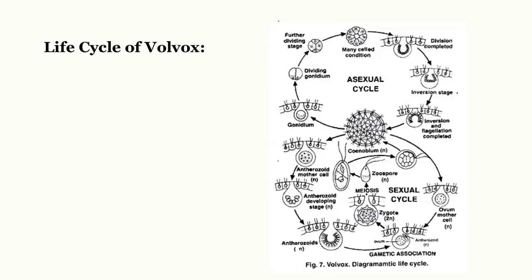Once favorable condition is back, the nucleus within the zygote will undergo meiotic division to give rise to four haploid cells. And gradually, it will break open the wall layers and come out, and each cell will function as a zoospore, which germinates to form a colony. So this is the life cycle of Volvox.